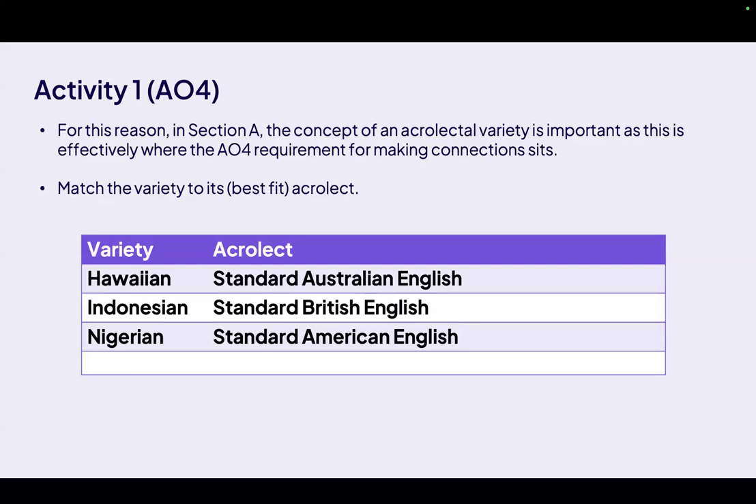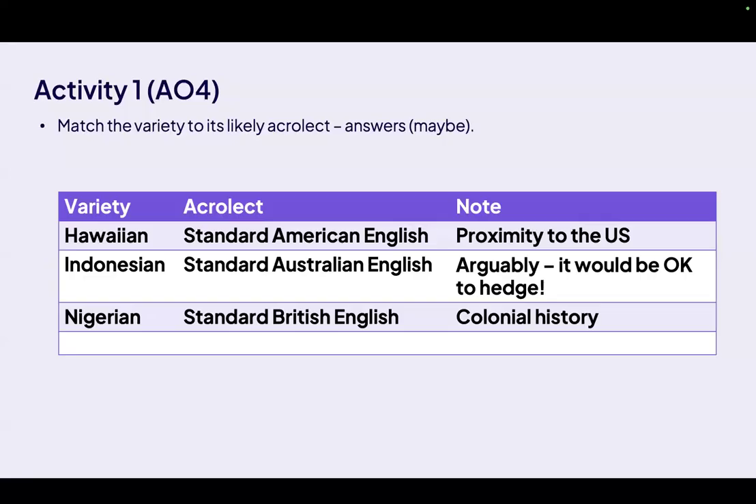Wonderful. Let us continue. I will move on to the next slide and you will see what the majority think here. Let's have a look. And that's what we get. So we have Standard American due to proximity. Indonesian, it would arguably be okay to hedge on that one, but yes, and Nigerian because of colonial history. So fabulous. Give yourself a clap or a pat on the back. Well done for that.